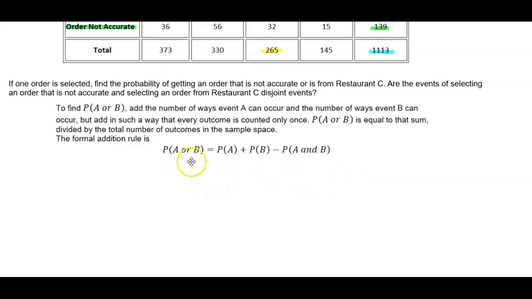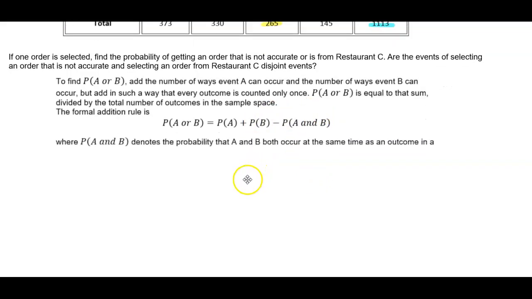We have the probability of A or B, which is equal to the probability of A plus the probability of B minus the probability of event A and B. Meaning, where do they intersect? Because we don't want to count something twice. So we know that the probability of A and B denotes the probability that A and B both occur at the same time as an outcome in the trial of a procedure.